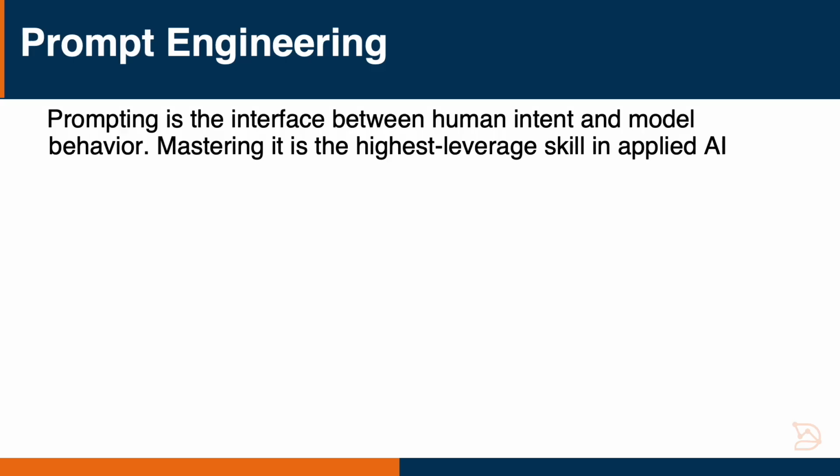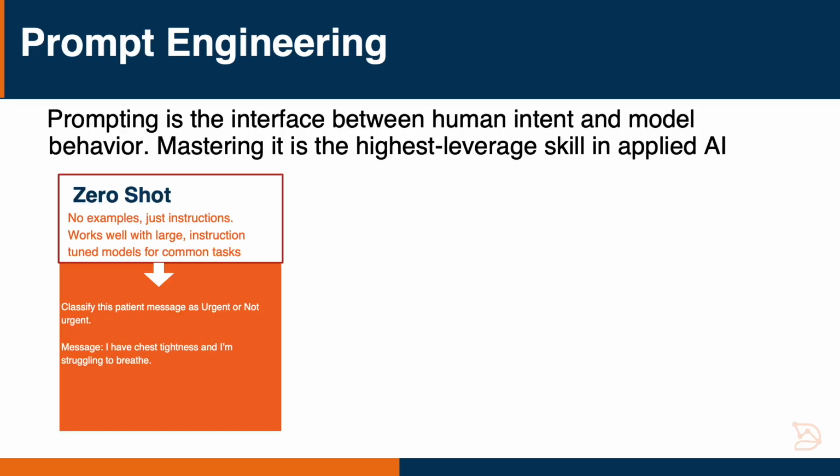The first one that we are all currently enjoying is zero-shot prompting. Zero-shot prompting is where you just tell the LLM to give you what you want. So you say, okay, classify this patient as urgent or not urgent, right? And it will just give you the answer. That is just zero shot. You just tell it what to do.